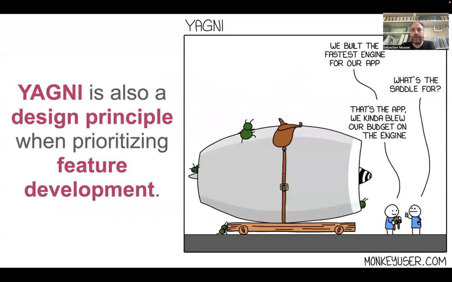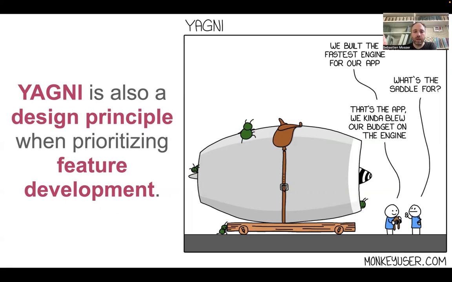So YAGNI, it's really about this. It's a design principle, can work at the code level when you're thinking about interfaces and types that offer methods, but that also works when you're prioritizing your features in your MVP or in your backlog. If you don't need it, don't do it.